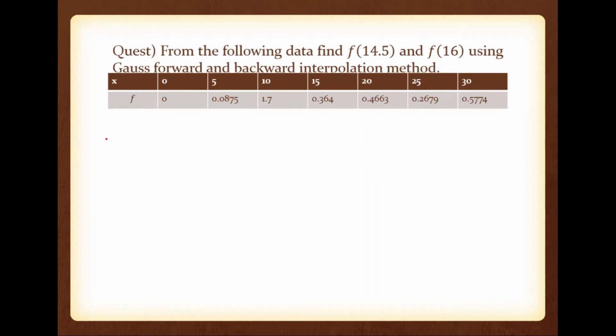So the question is, from the following data, find f of 14.5 and f of 16 using Gauss forward and backward interpolation method respectively. The data are x is 0, y is 0; 5, 0.0875; 10, 1.7; 15, 0.364; 20, 0.4663; 25, 0.2679; 30, 0.5774. So this one is the data.